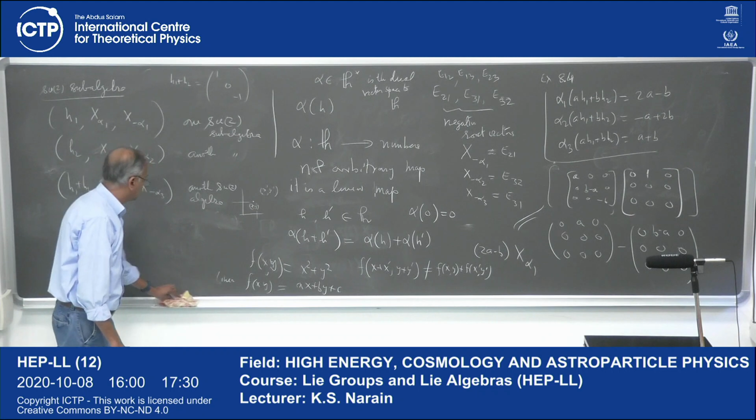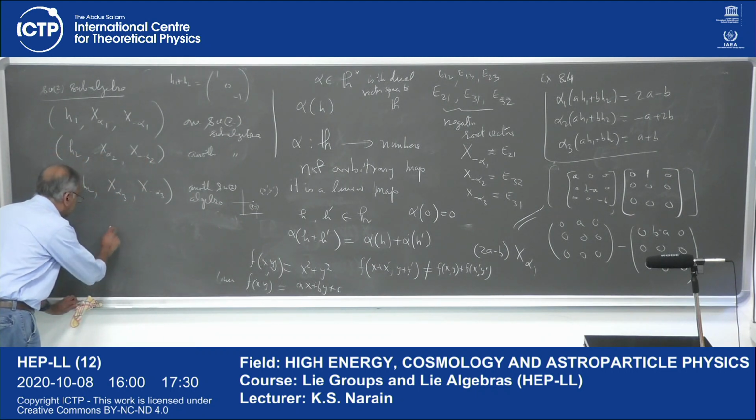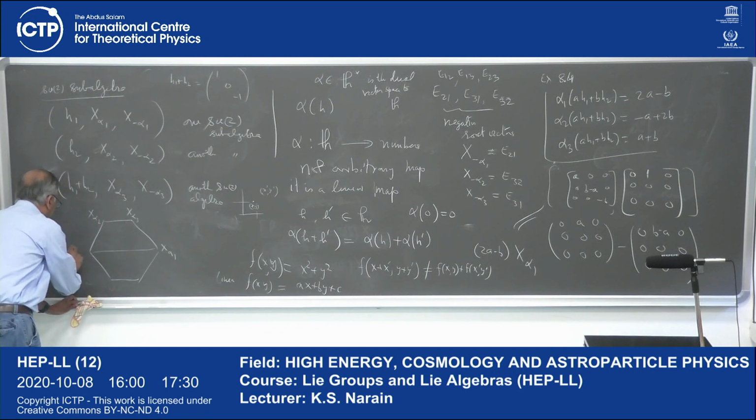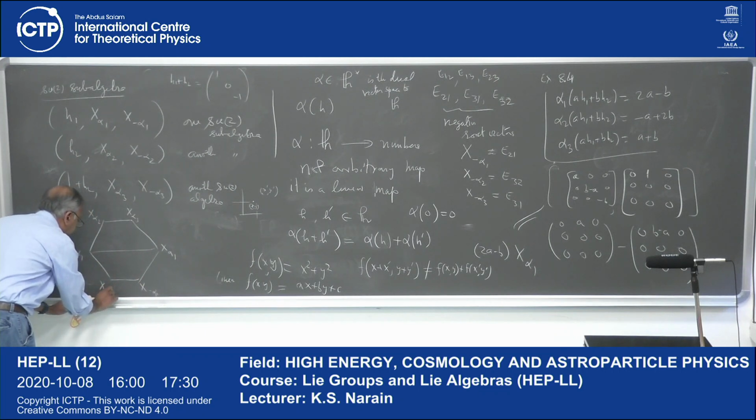So just to relate it to yesterday's picture, which was like a hexagon: this is X alpha 1, this is X alpha 2, and here is X alpha 3. And the negative ones are X minus alpha 1, X minus alpha 2, and X minus alpha 3.